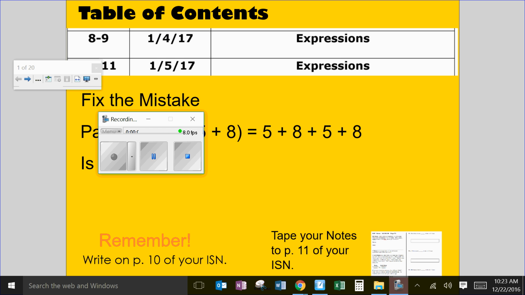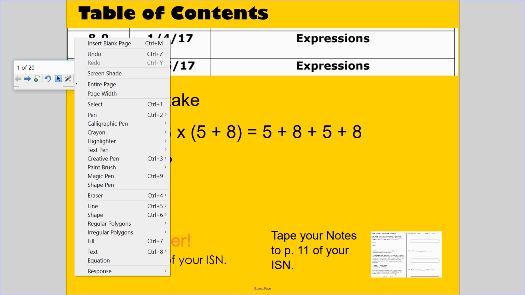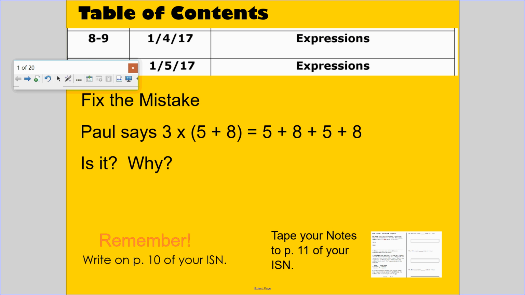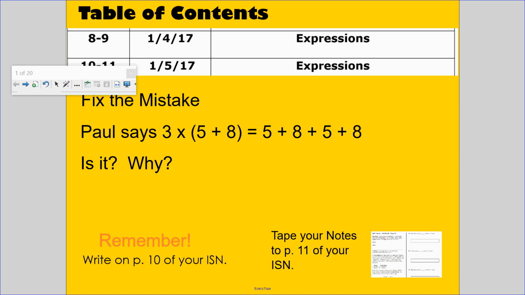So in this lesson is over how to evaluate algebraic expressions. Before we begin that, let's learn how to fix a mistake. Paul says that 3 times the group of 5 plus 8 is equivalent to 5 plus 8 plus 5 plus 8. Is he correct? Let's see.